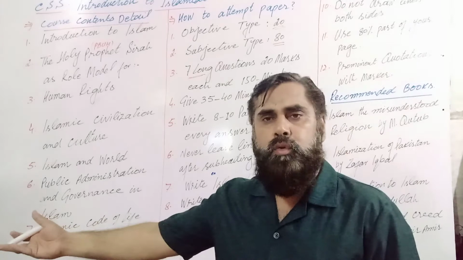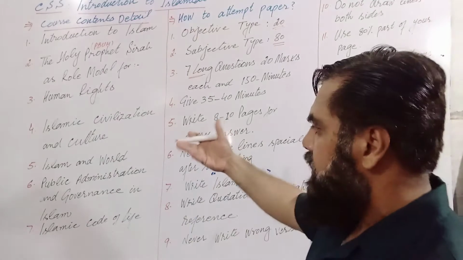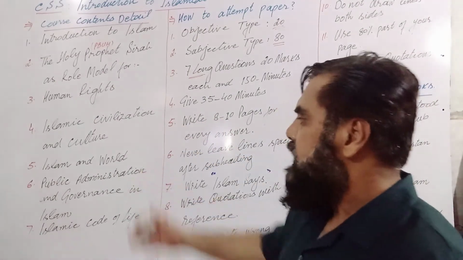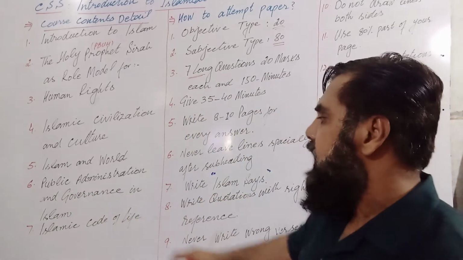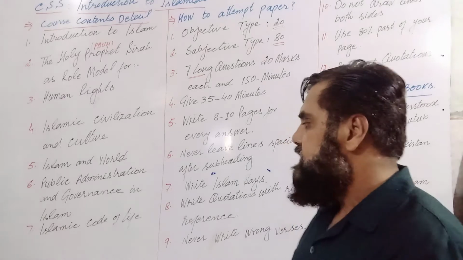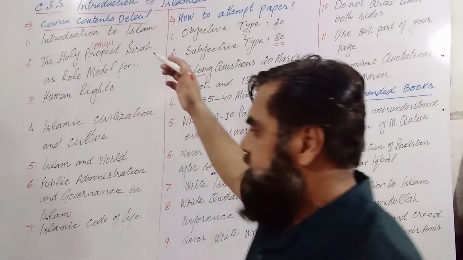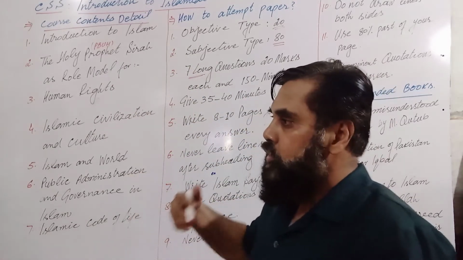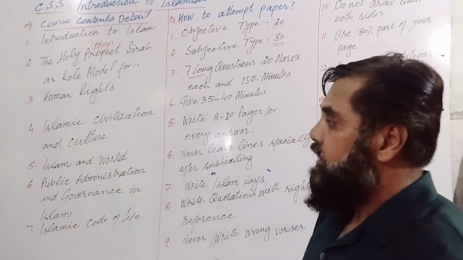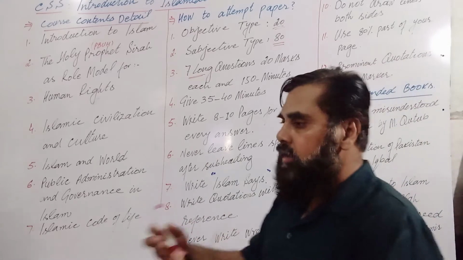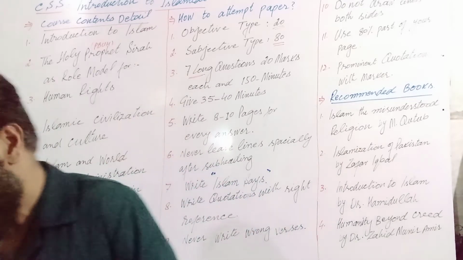I will discuss with you related books that would be helpful for you to attempt the answers to all these questions. The sixth one, dear students and viewers, is public administration and governance in Islam. The last one is the Islamic code of life. So we have these seven extensive topics, and in the upcoming days I will inshallah deliver lectures on all of them, so stay tuned with me.